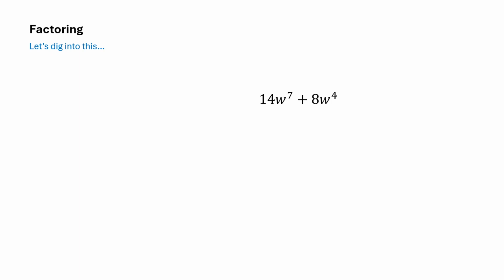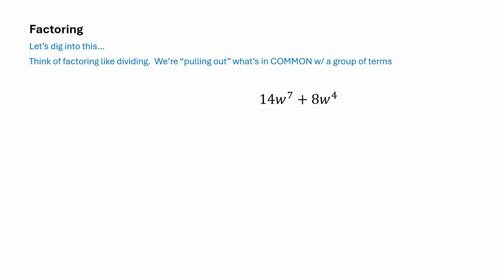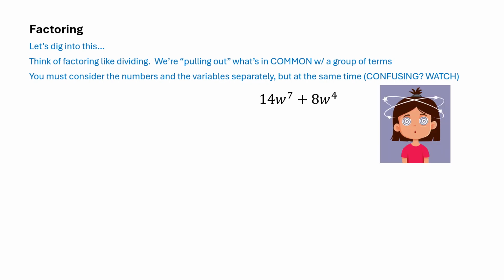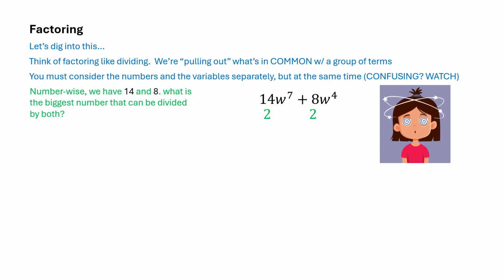So here's our first problem. So think of factoring like dividing. We're pulling out what's in common with a group of terms. You must consider the numbers and the variables separately, but at the same time. Confusing? Just watch. So I'm looking at my numbers, 14 and 8. What is the biggest number that they can both be divided by? Did you guess 2? That's correct.